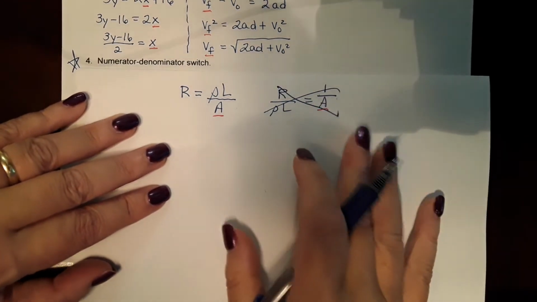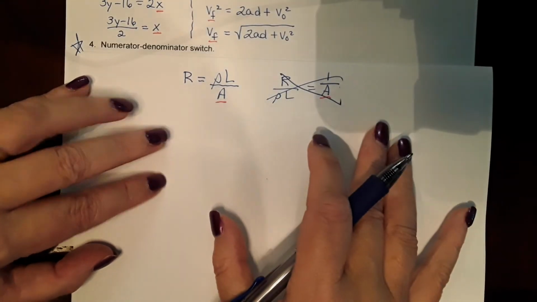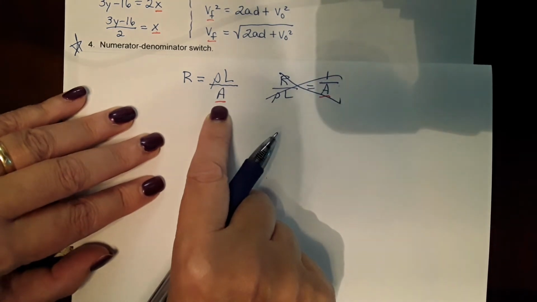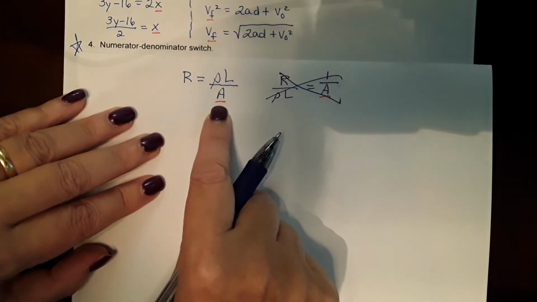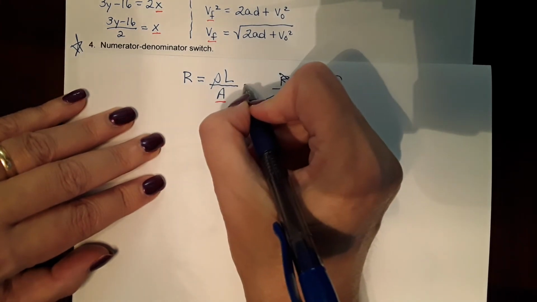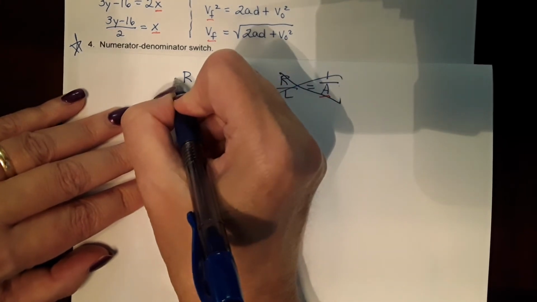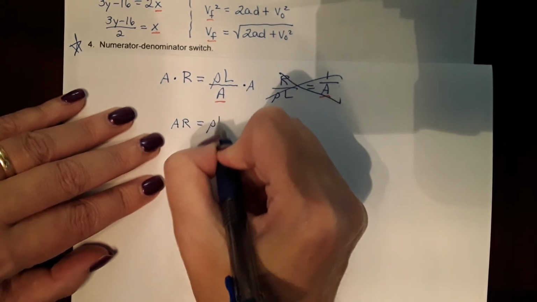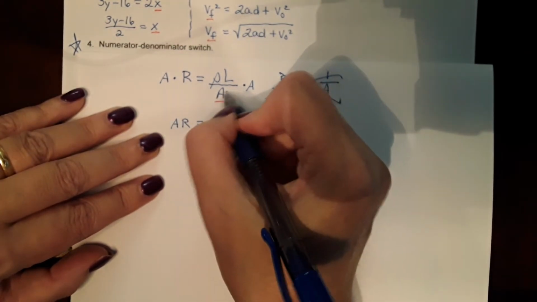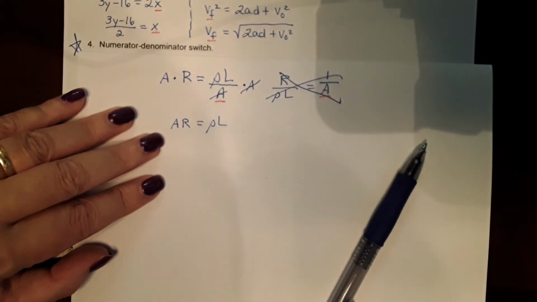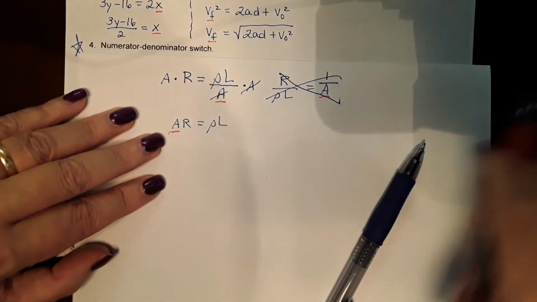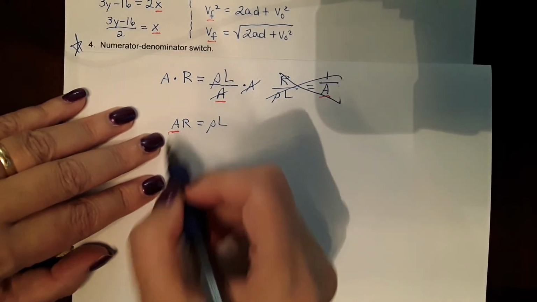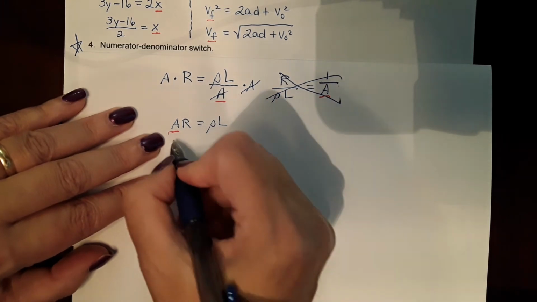And this is what your algebra teacher taught you to do, but I'm going to show you a shortcut. Your algebra teacher said if what you want is on the bottom, first we have to get it out of the bottom. So we're going to multiply both sides by A. So we get A times R equals row L. Okay, because the A's over here cancel, right? And here's my A. So now it's in the numerator, right? We have to get rid of the R. We're multiplying by it, so we need to do the opposite on the other side.